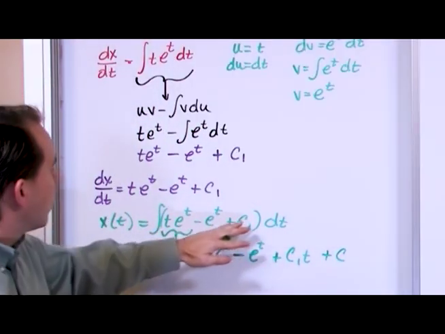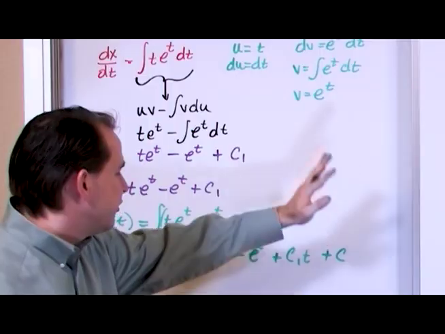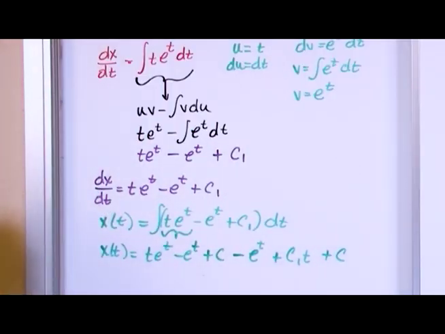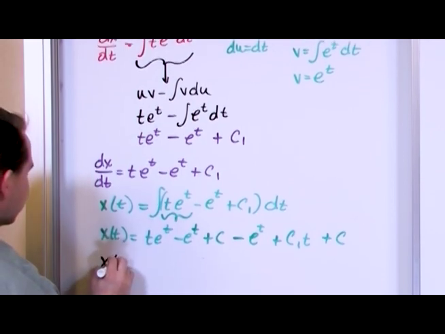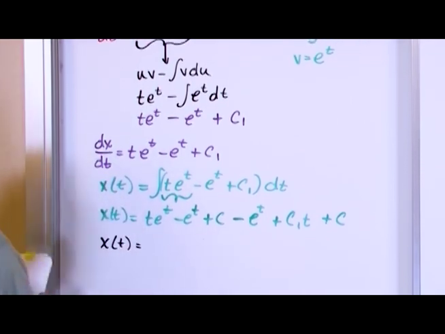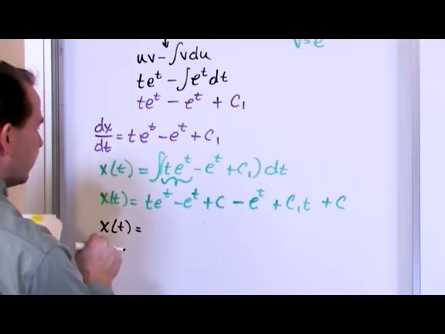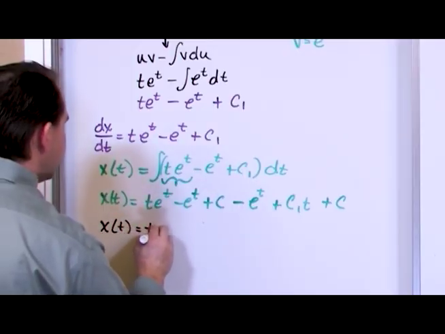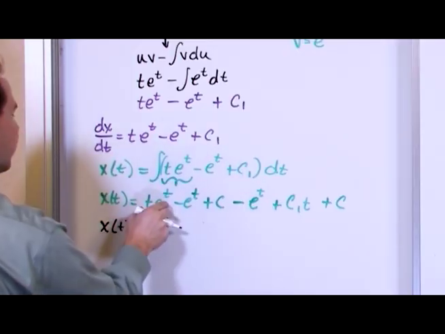Because in general, we're integrating this, so we have a constant of integration that we always slap at the end. So what I'm going to do now is rewrite this. So x as a function of time is equal to, let's go ahead and simplify terms here. t e to the t, that's this term.